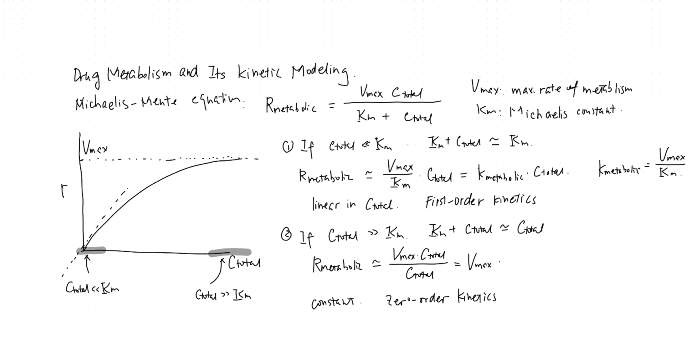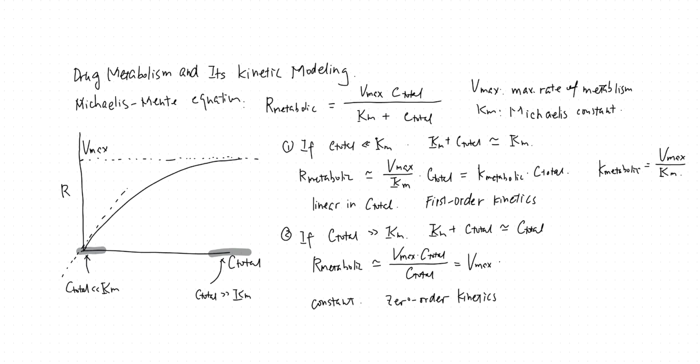Great. All right. So it tells us that under some scenarios, for example, under low concentration you can linearize it, or under high concentration you can approximate it with a constant.